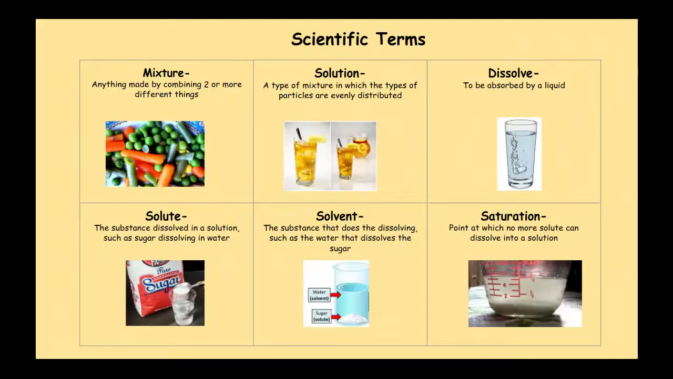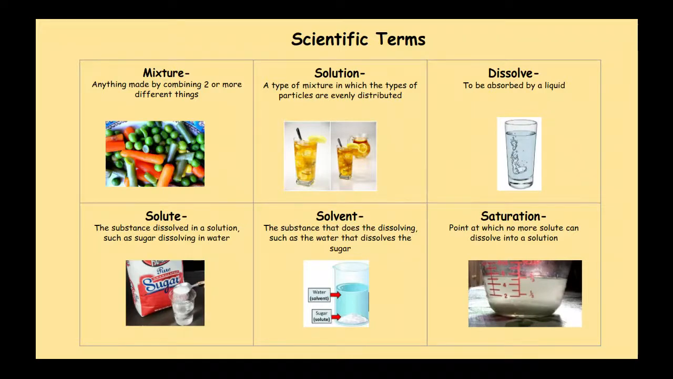Here are some scientific terms that are important to understand this topic. We have learned that a mixture is anything made by combining two or more different things. A mixture of vegetables is one example. A solution is a special type of mixture. In a solution, the types of particles are evenly distributed. When you take a sip of the tea, all sips will taste the same because the sugar is evenly spread out through the tea.